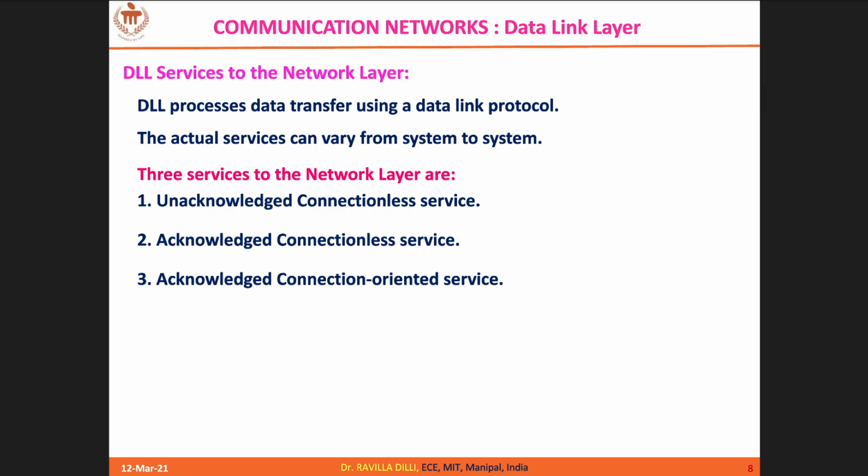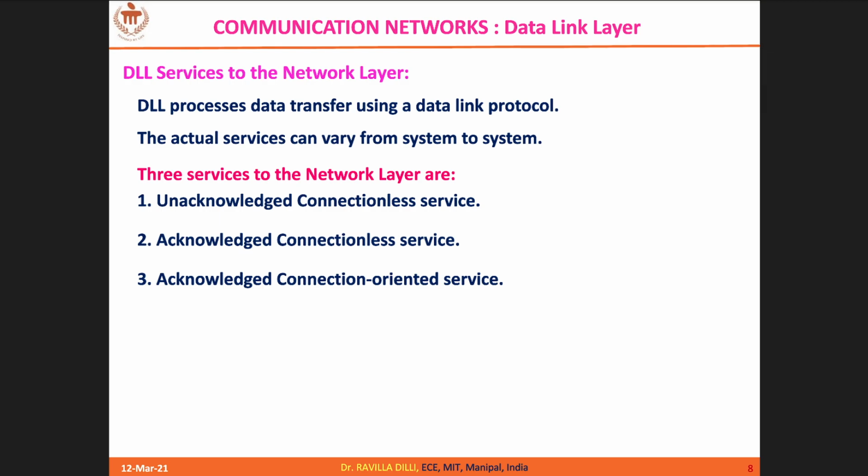Now coming to the kind of services at the data link layer, we can classify the services provided by the data link layer to its higher layer, which is the network layer, as unacknowledged connectionless, acknowledged connectionless, and acknowledged connection oriented. So let us talk one by one.